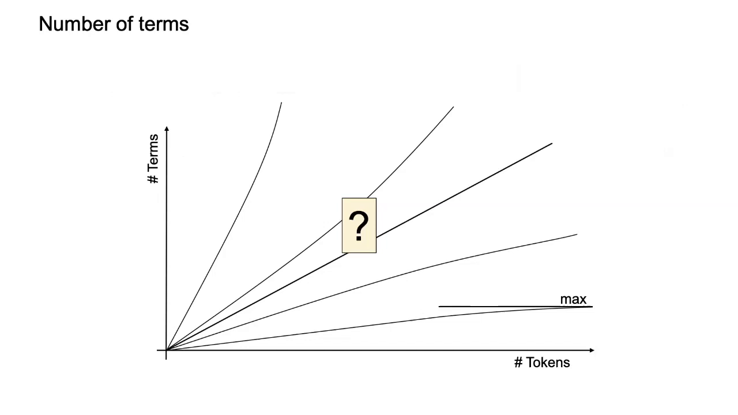The number of terms, is it linear? Is it polynomial? Is it exponential? Is it hyperbolic? In a good way or a bad way, it could be hyperbolic this way, we have a problem, or it could be hyperbolic horizontally. What do you think? Any ideas?